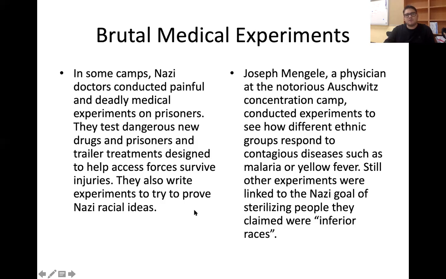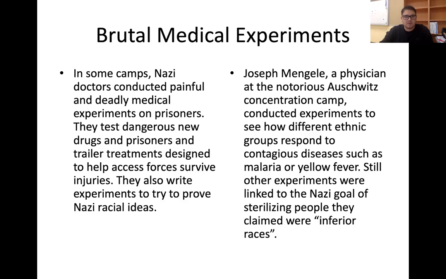So let's talk about some of the brutal medical experiments. In some camps, Nazi doctors conducted painful and deadly medical experiments on prisoners. They tested dangerous new drugs on prisoners and tried treatments designed to help Axis forces survive injuries. They also wrote experiments to try to prove Nazi racial ideas. So what they try to do in a lot of these, especially in Auschwitz under this guy right here, Joseph Mengele, is that they're going to try to recreate battle situations to see and really push the limits on the human body. It's going to be just torture, really.